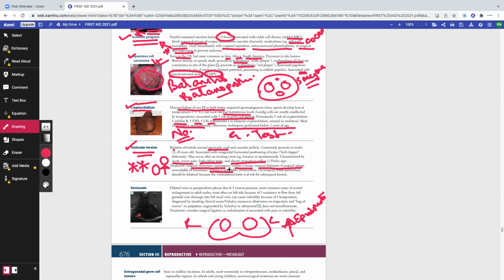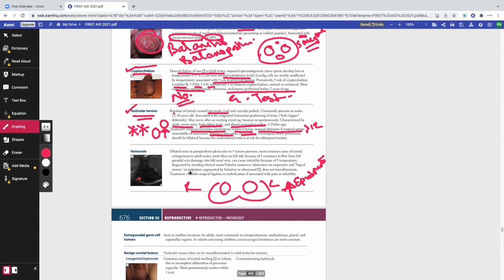So that's it. And if the patient comes at a later time, let's say after 12 hours, and we see that the testis has necrosed and is not viable, we can get rid of the testis. It's called orchiectomy. Okay, so that's it.